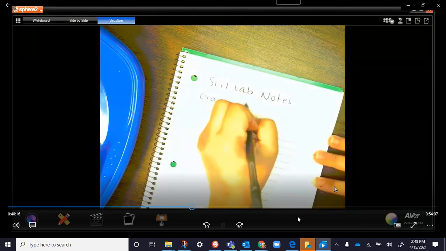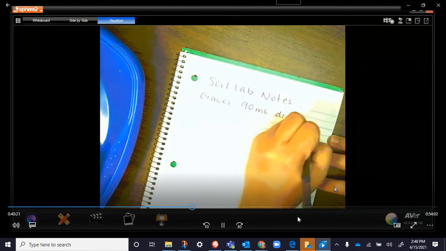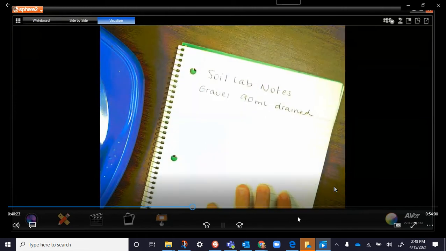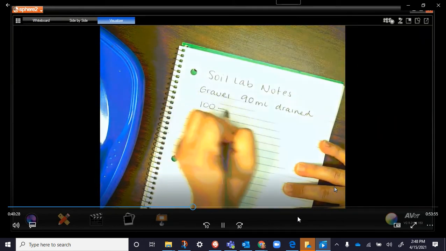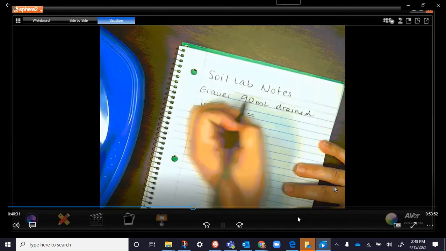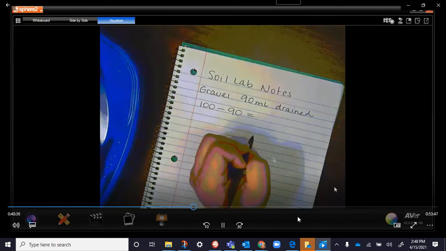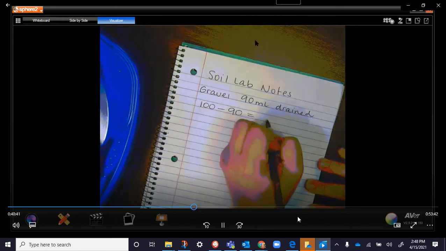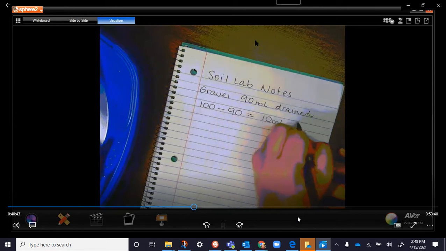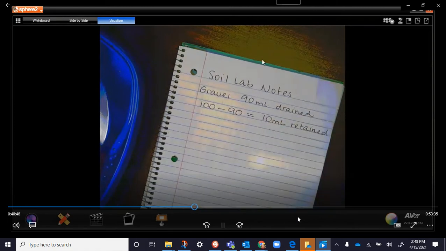So 90 milliliters drained. If we started off with 100 and we take 100 milliliters minus 90 milliliters, how much was retained? How much stayed with the gravel? 10. Okay, so you subtract those and you get 10 milliliters retained. Okay, so that was the gravel.